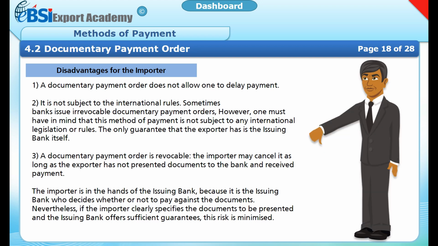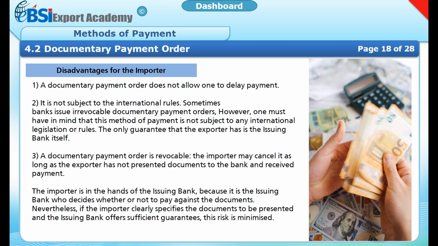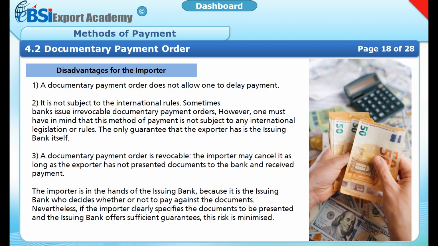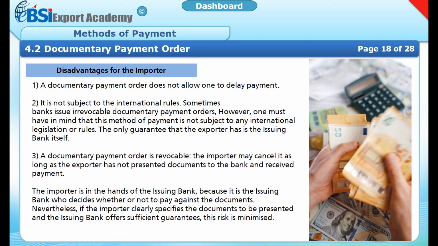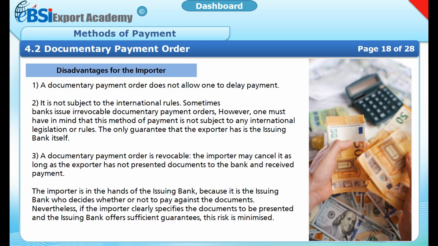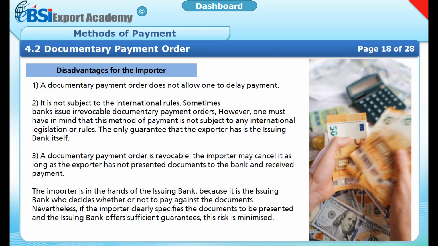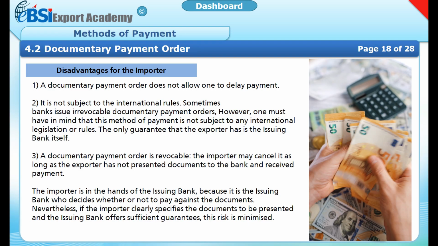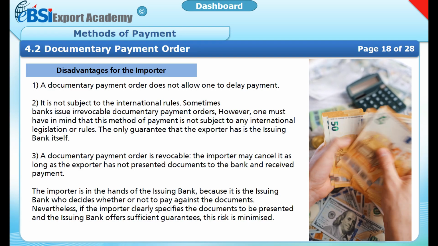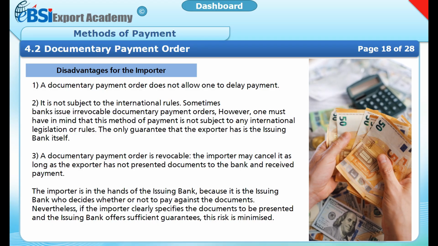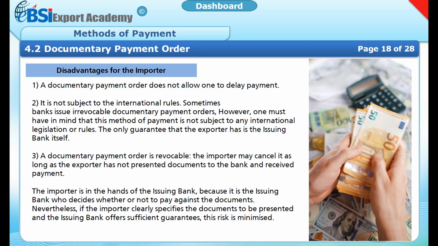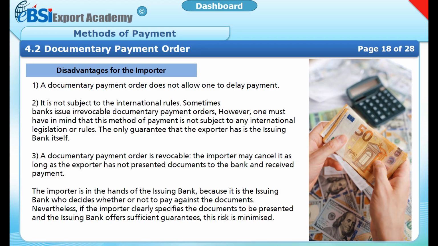Thirdly, a documentary payment order is revocable. The importer may cancel it as long as the exporter has not presented documents to the bank and received payment. The importer is in the hands of the issuing bank because it is the issuing bank who decides whether or not to pay against the documents. Nevertheless, if the importer clearly specifies the documents to be presented and the issuing bank offers sufficient guarantees, this risk is minimized.